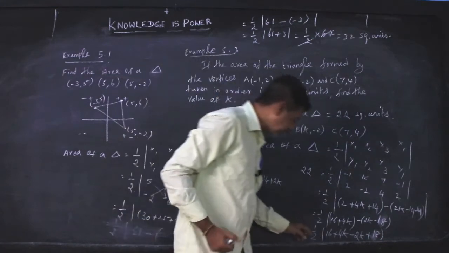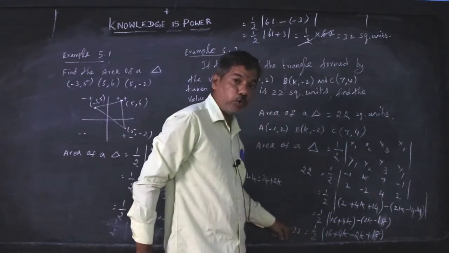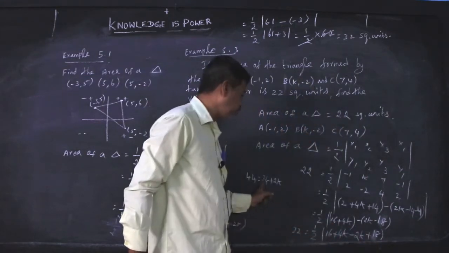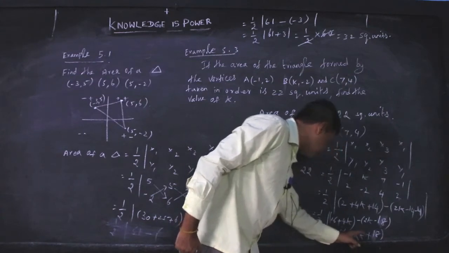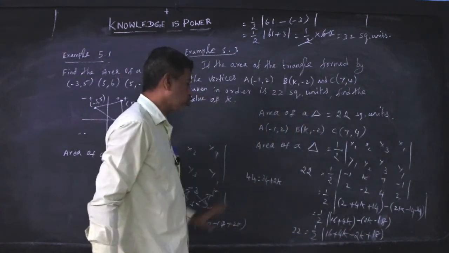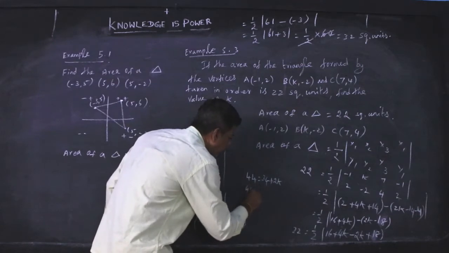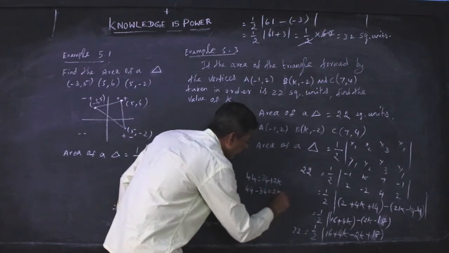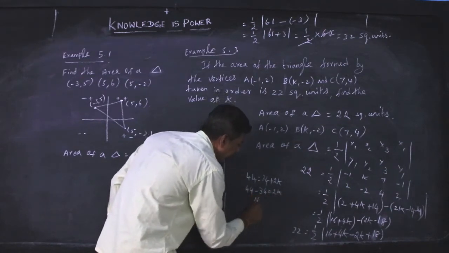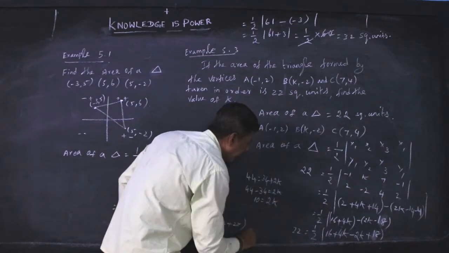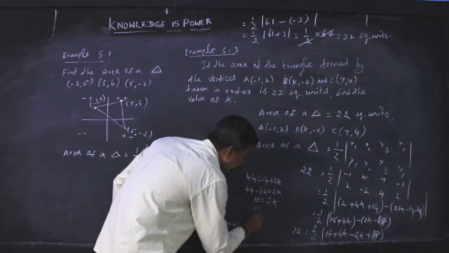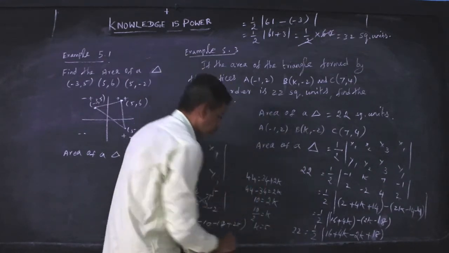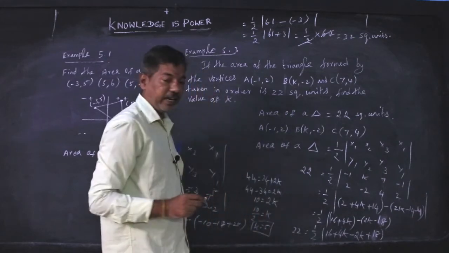It's clear? I reduced here. 2 will go to the opposite side. 2 into 22, 44. Then 16 plus 18 will be 34, then 4k minus 2k will be 2k. Then 44, 34 will come here, then 2k. So 44 minus 34, 10, 10 equal to 2k. So 2 will come as a division, 10 by 2 equal to k, therefore k equal to 5. So that's k equal to 5.